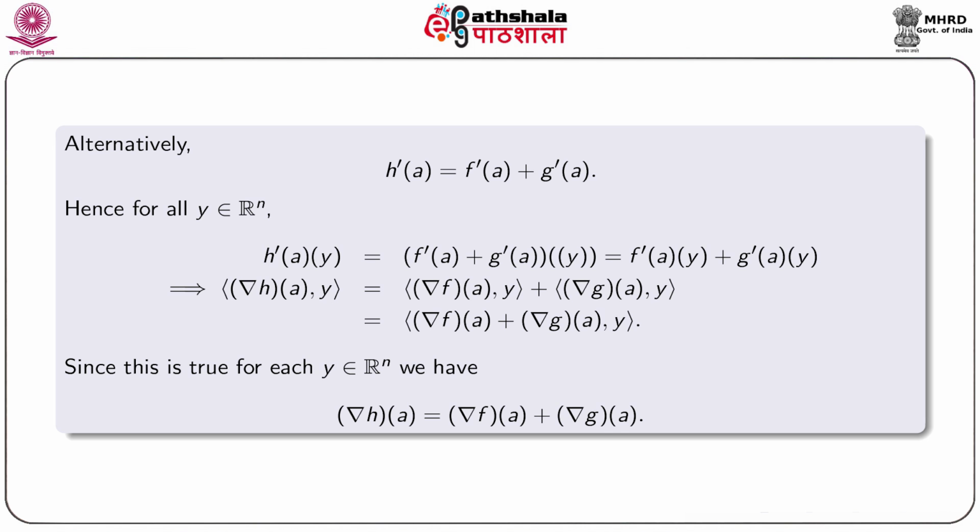Therefore, the inner product of grad H at a and y equals the sum of the inner product of grad F at a and y and the inner product of grad G at a and y. So, this is nothing but the inner product of grad F(a) plus grad G(a) with y. Now, this is true for every y in Rn. So, we can use the result we have deduced earlier, and hence grad H at the point a is nothing but grad F at a plus grad G at a.